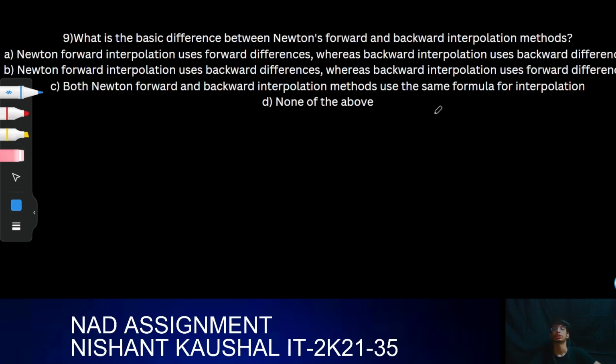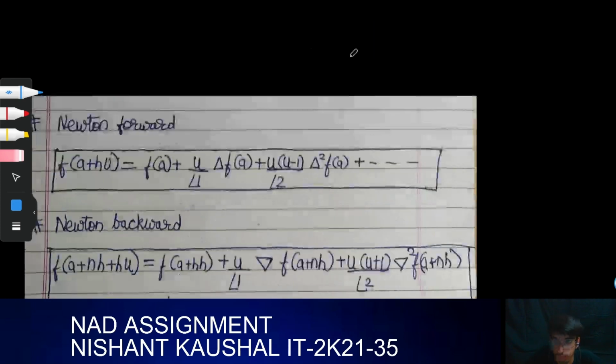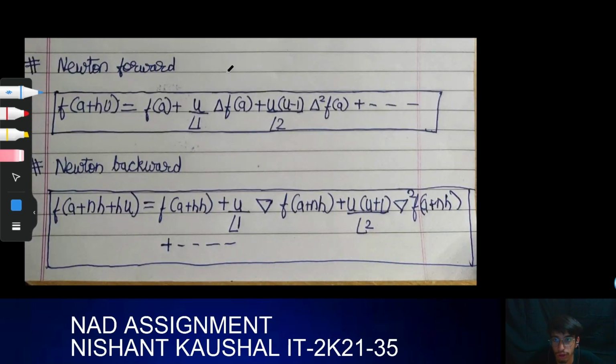So let us proceed to question number 9, which is: what is the basic difference between the Newton forward and backward interpolation methods? Option A is Newton forward interpolation uses forward differences, whereas backward interpolation uses backward differences. For this, we should see the formula first. So here are the formulas for Newton forward and Newton backward interpolation.